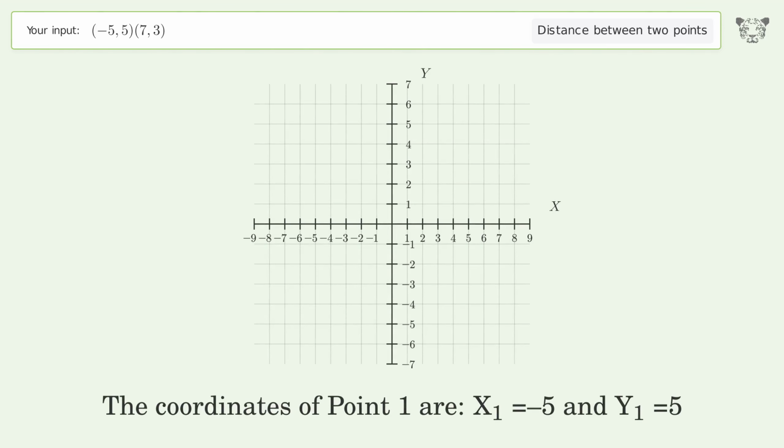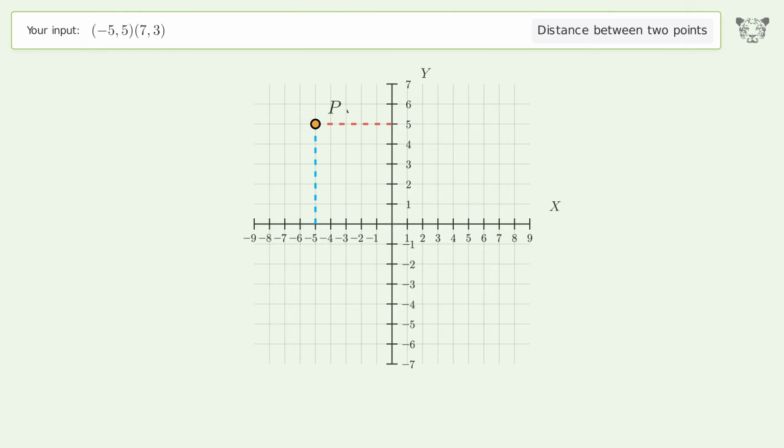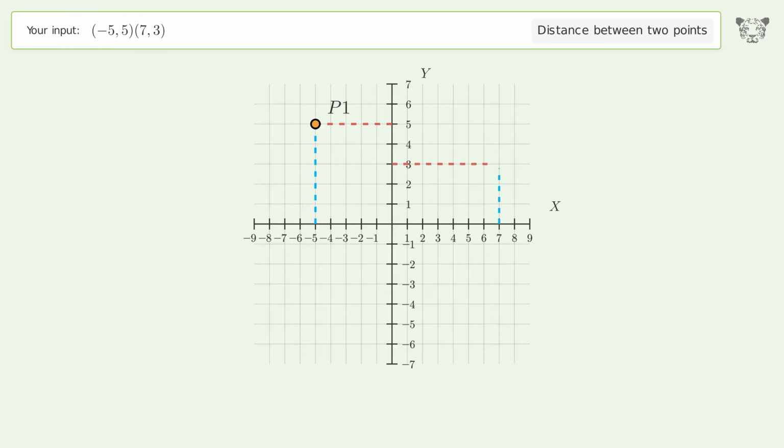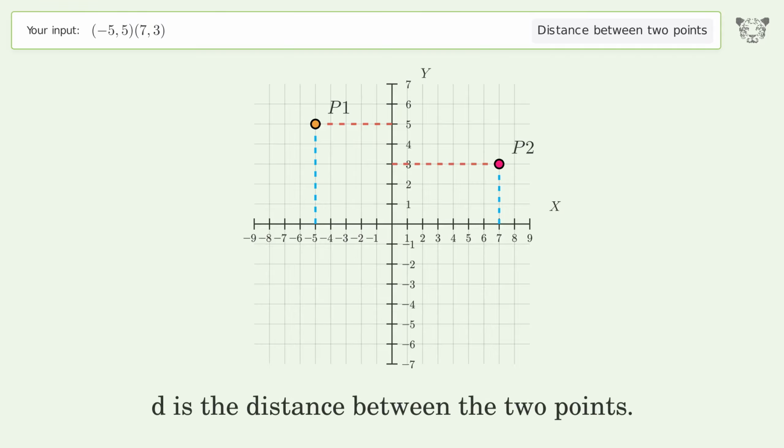The coordinates of point 1 are x1 equals -5 and y1 equals 5. The coordinates of point 2 are x2 equals 7 and y2 equals 3. D is the distance between the 2 points.